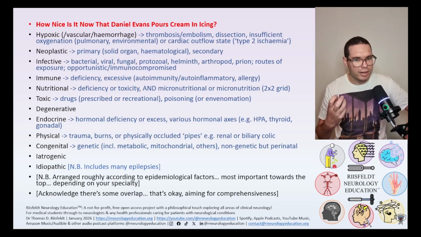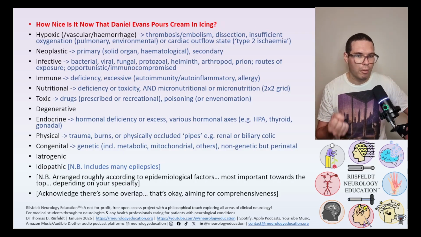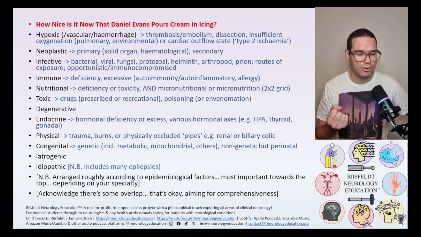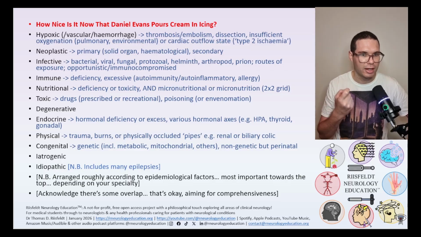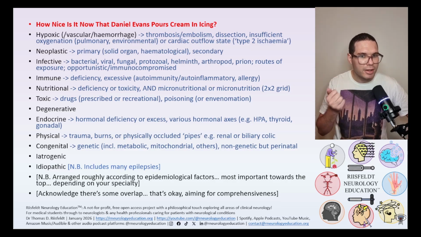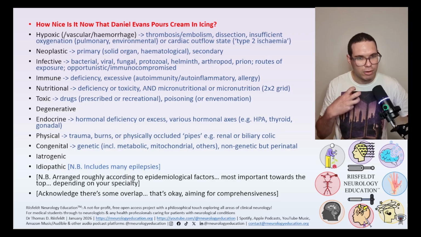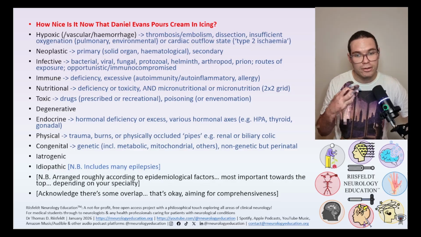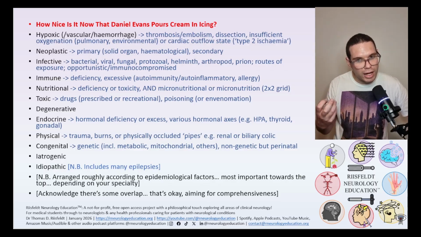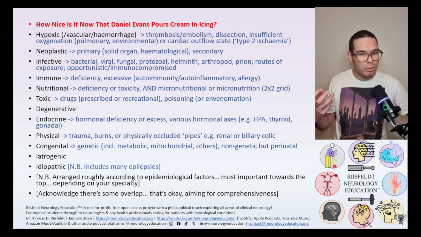Now, it can be broken down further, and this is where you get a bit more meat on that initial skeleton. So for the hypoxic category, which includes vascular and hemorrhagic causes as well, that includes thrombosis and embolism, dissection, and also insufficient oxygenation. So that could be from pulmonary problems or ambient environmental problems of reduced oxygen in the environment, or from reduced cardiac outflow states, and that could then result in a type 2 ischemia pattern.